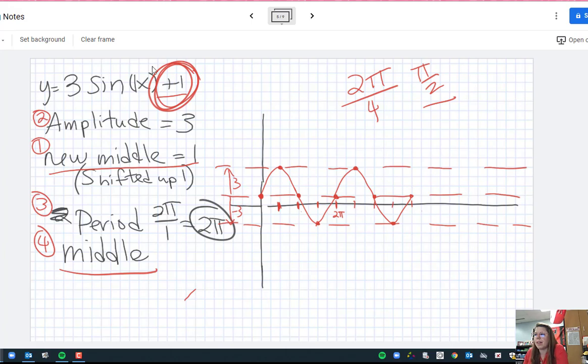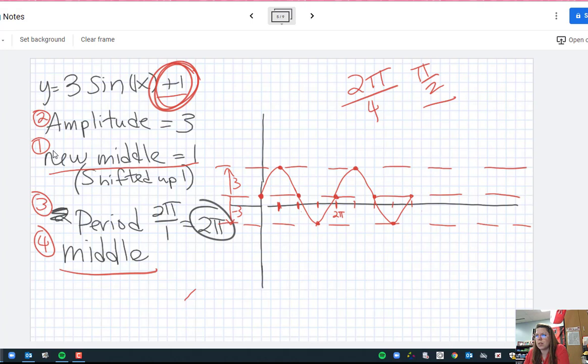And so the first thing we have to pay attention to is this plus 1. And so I have to graph my new equilibrium line at this plus 1. It's outside, and so it's shifting my graph up 1, and so that's my new middle. Plot that line. I promise it will help you. If you don't plot that line, you don't know where your middle is and where everything is going to oscillate around. Then, from there, you're taking the amplitude.